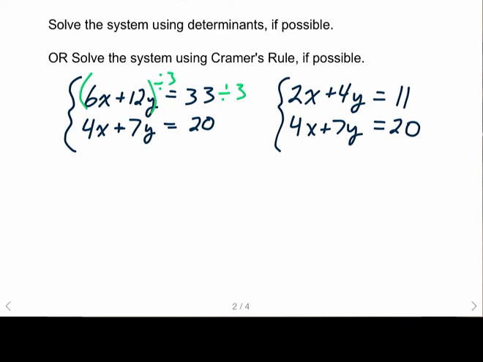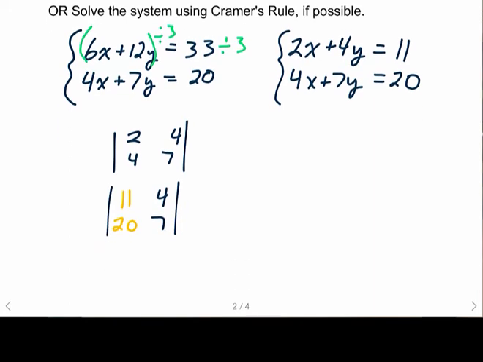Now, here's what we're going to do. We're going to form a determinant of coefficients. So 2, 4, 4, 7. And then we're going to form another determinant, but we're going to replace the x column by the constants. And so 11, 4, 20, 7. And then we're going to do it again, but we're going to replace the y column. And so 2, 11, 4, 20.